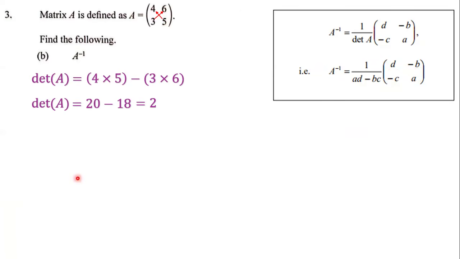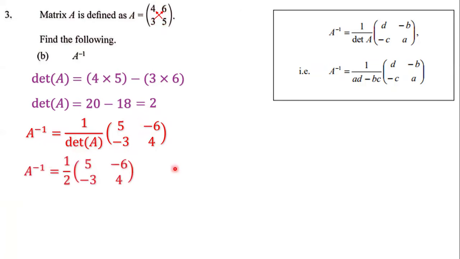So the adjoint is going to be, in this case, notice here, we switch 4 and 5. So we have 5 here, 4 here. And we negate 3, and we negate 6. So the inverse of A is going to be equal to 1 over the determinant of A multiplied by the adjoint. What is the determinant of A? We just figured that out. The determinant of A is 2. So A inverse is equal to 1 over 2, or 1 over the determinant, multiplied by the adjoint.